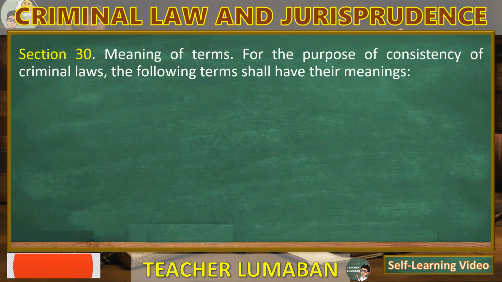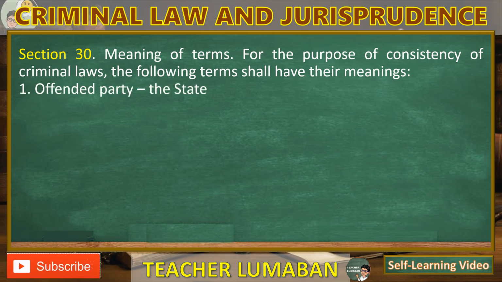Section 30. Meaning of terms. For the purpose of consistency of criminal laws, the following terms shall have their meanings. Kahulugan ng mga termino. Para sa layunin ng pagkakapare-pareho ng mga batas kriminal, ang mga sumusunod na termino ay dapat magkaroon ng kanilang mga kahulugan.